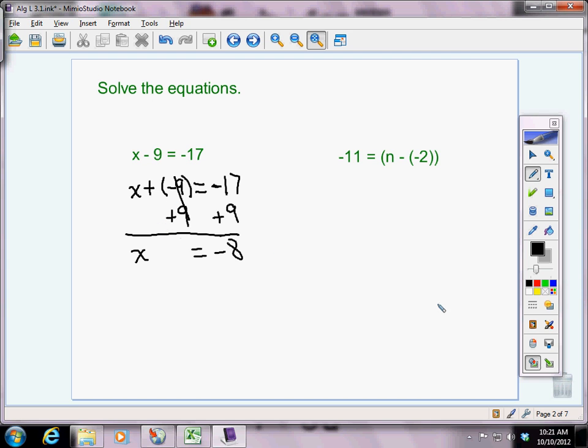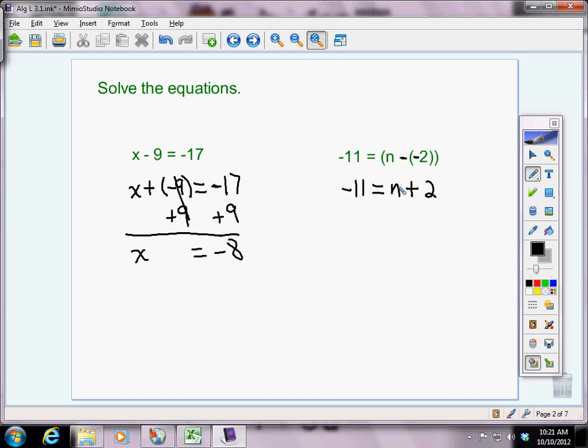Let's look at the second example here. We have negative 11 equals n minus a negative 2. Here's a piece of advice. Whenever you see minus a negative, change it. This is pretty ugly looking and it can get confusing, but watch what happens if we apply our keep, change, or we change our subtraction to addition. We have our negative 11 equals, keep the n, change the minus to a plus, change negative 2 to a positive 2. By doing that, it makes it a pretty simple equation.